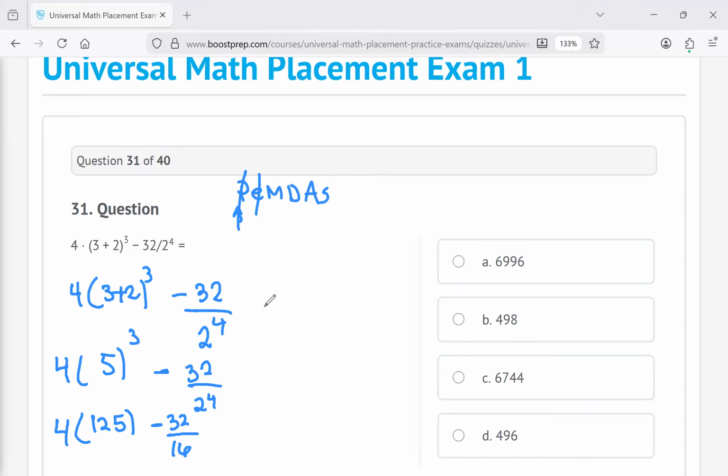Do we have a multiplication? Yes. 4 times 125 is 500. Do we have a division? Yes. The 32 over 16, which is 2. So 500 minus 2 is 498. B.